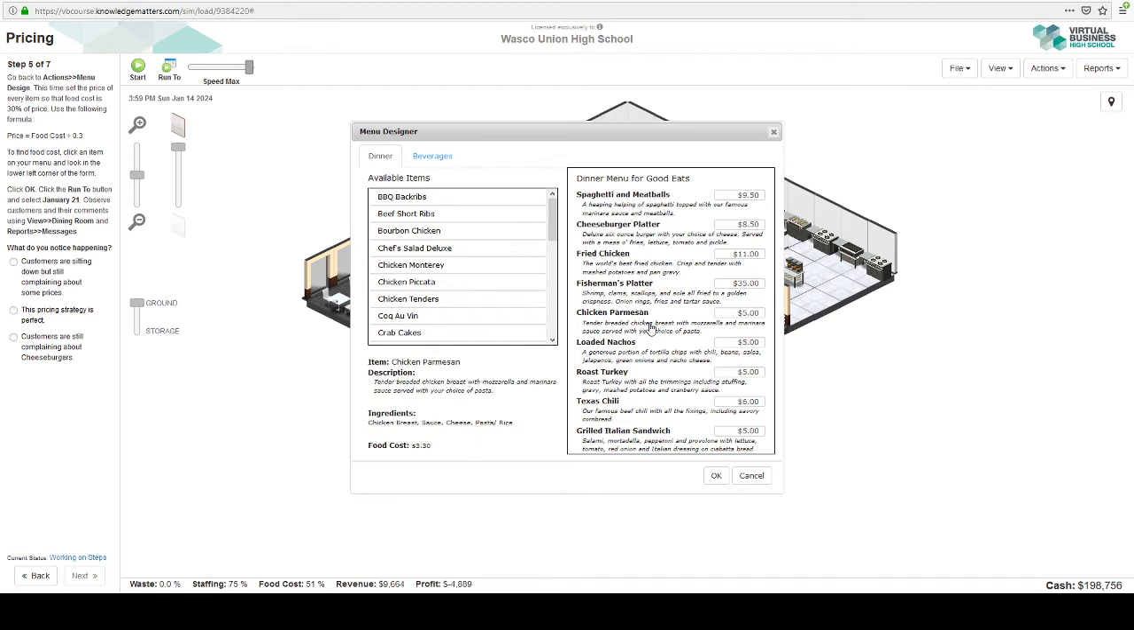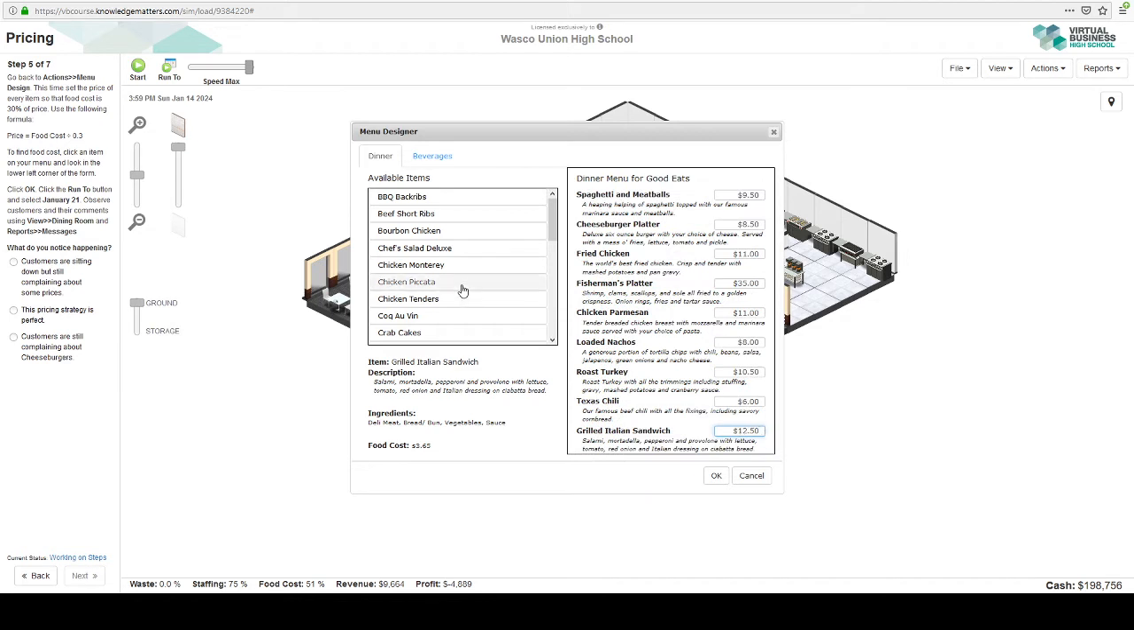All right, let's move on to chicken parmesan. It costs $3.30 to make, so we're going to charge $11. Loaded nachos, $2.35. We're going to charge, let's just round it up to 8. All right, roast turkey, $3.05. We're going to charge $10.50. I like to round it up to even numbers. You don't have to do it exactly like me. $3.65 divided by 0.3, let's do $12.50.